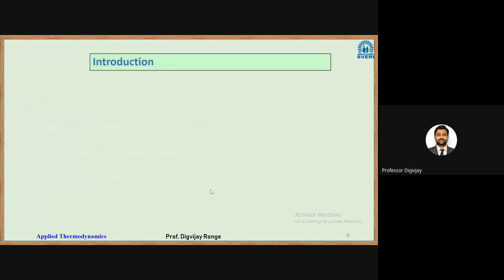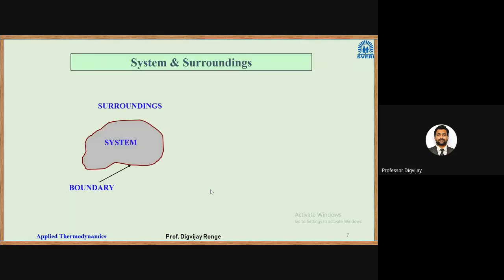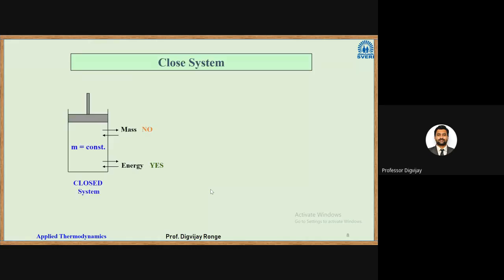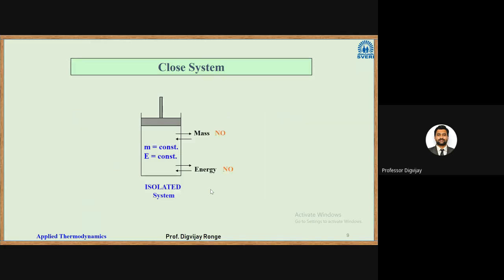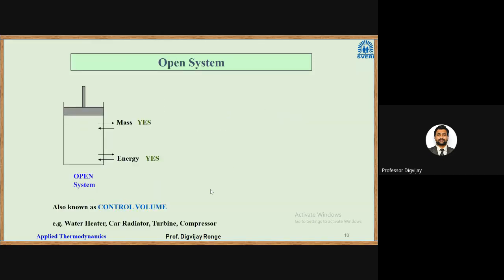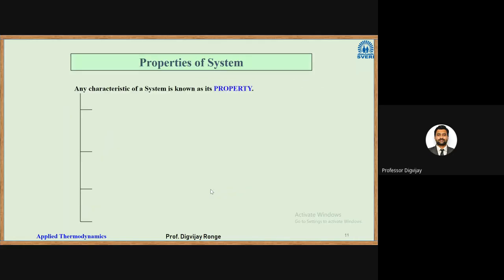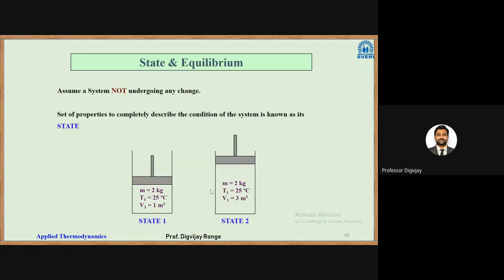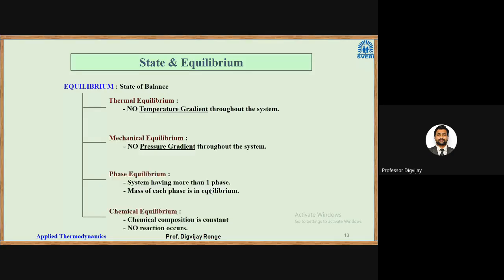Yesterday we saw what is meant by thermodynamics. Then we saw system and surroundings, and boundary. There are three types of systems: closed system, isolated system, and open system. Then we saw the properties of a system. There are two types of properties: intensive properties and extensive properties. Then we saw what is meant by state and equilibrium.